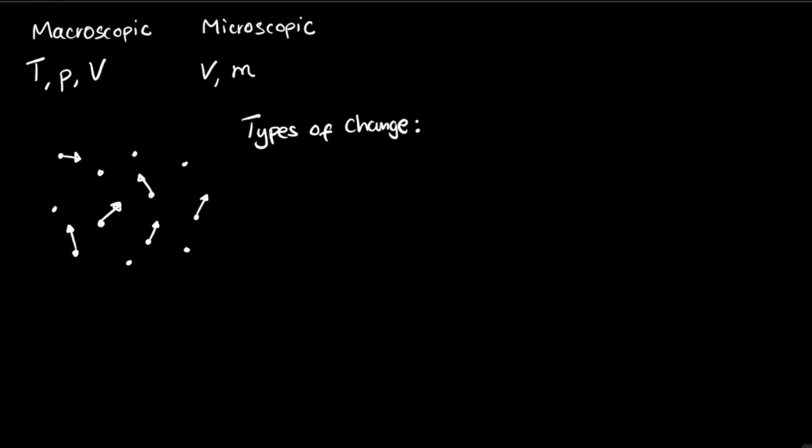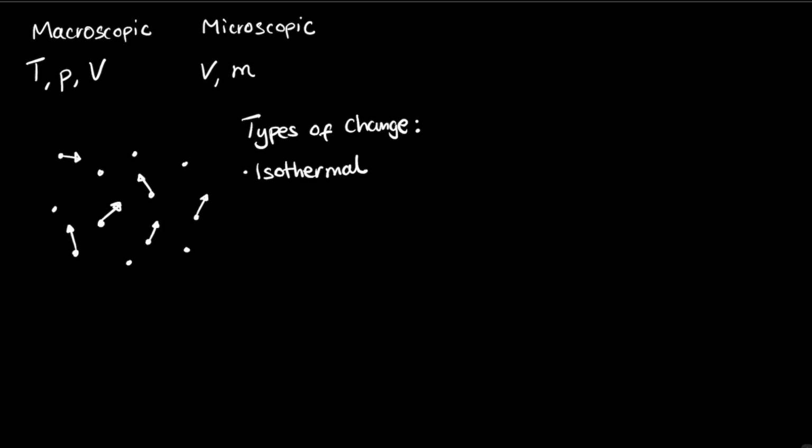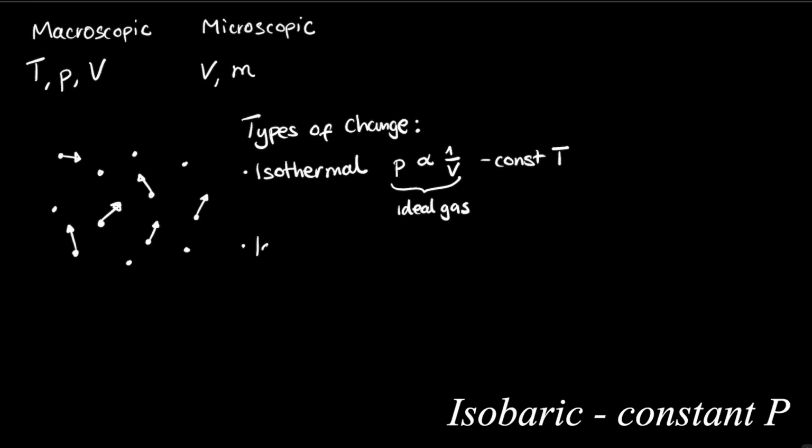So the first type of change that I'm going to introduce is isothermal. Now, if you remember, Boyle's law stated that pressure is proportional to 1 over volume at constant temperature. And another word for constant temperature is isothermal. If you just look at the word, iso means at constant, and thermal, of course, means temperature. So isothermal basically means at constant temperature. So if you have an isothermal change, then the change happens at constant temperature. And Boyle's law applies for an ideal gas. So if you're doing an isothermal change on an ideal gas, then Boyle's law applies, pressure proportional to 1 over volume.